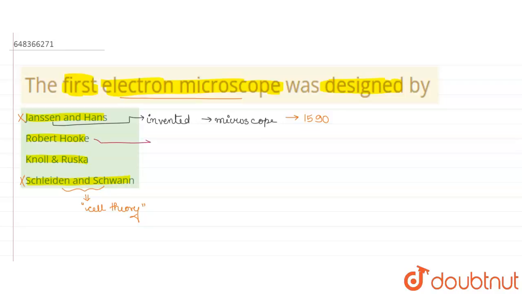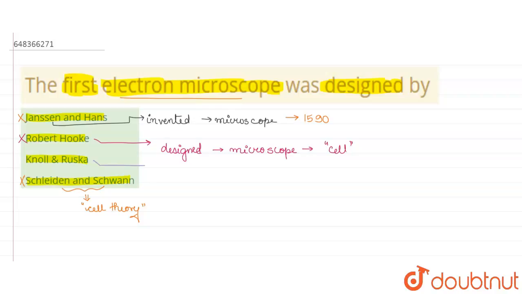So we know that Robert Hooke actually designed a microscope, and that was also a simple microscope, and with that he made the discovery of the cell. He discovered the cell or studied the cell. So this is also a wrong option.